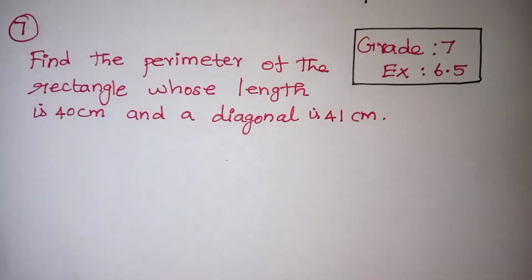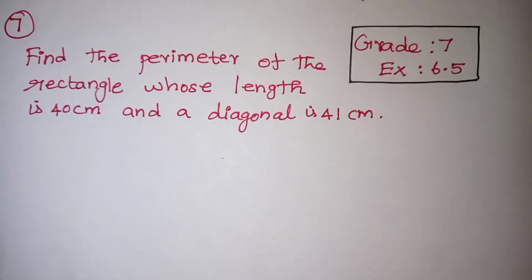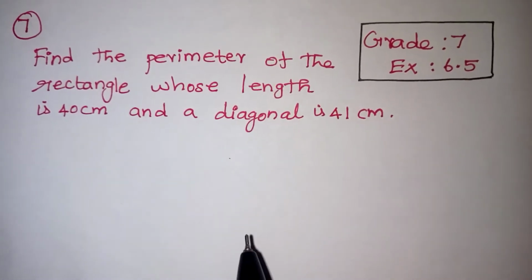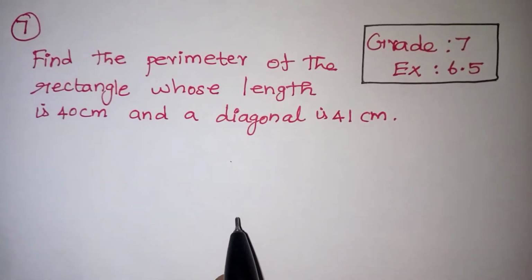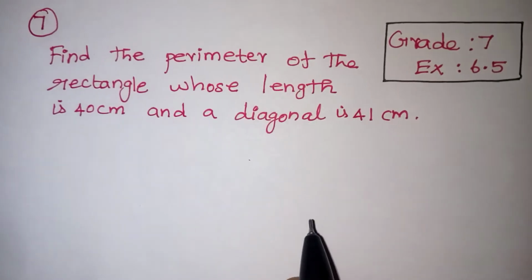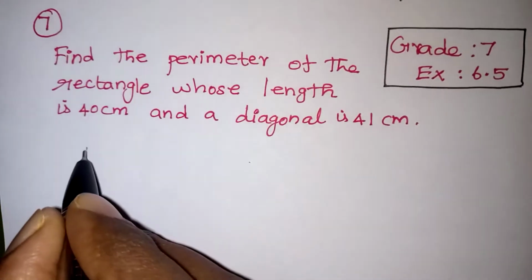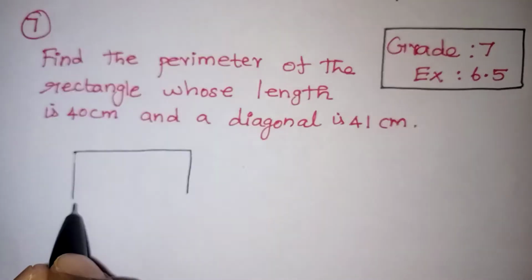Hi students, in this video we are going to learn exercise number 6.5 question number 7. Find the perimeter of the rectangle whose length is 40 centimeter and the diagonal is 41 centimeter. So the question is about a rectangle. So let's take a rectangle figure. So we have taken a rectangle now.